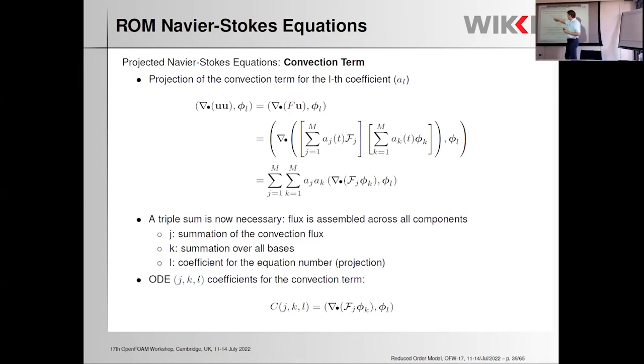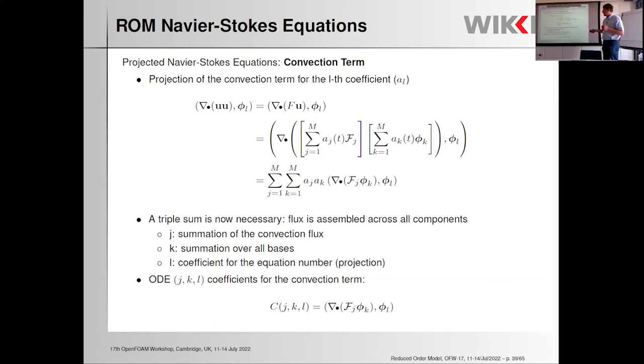So I have div uu multiplied by psi l, which is the div of the flux times velocity multiplied by phi l. And the only thing that's going to happen to me is I have a double sum. The first sum says aj fj, which gives me the reconstruction of the flux. And the second is ak phi k, giving me the velocity u. And I multiply the whole lot with phi l. Okay, so unlike any other matrix, this one has got one dimension higher. But guess what? It's perfect. It perfectly couples the nonlinearity of the convection term.